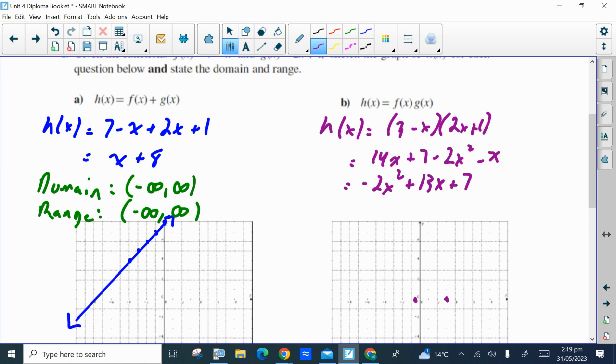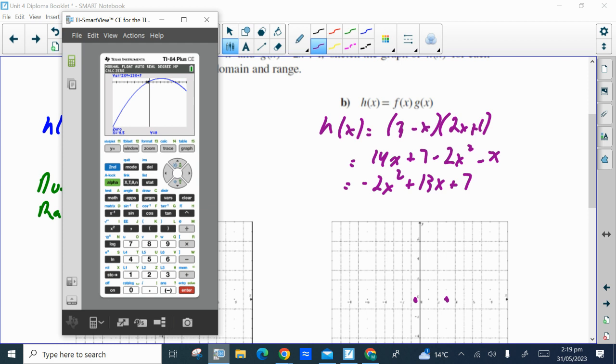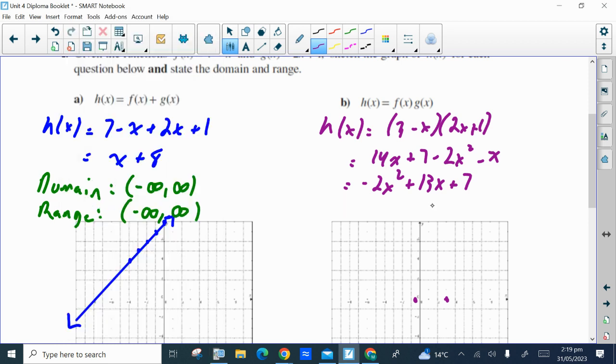But what we can use the graphing calculator for is to find out where the maximum point, where the vertex is. Second function trace, number 4 for maximum. My left boundary is good there. I'll put my right boundary at 9. And the maximum is at 3.25, comma 28.125. So it's quite high to help us do our sketch.